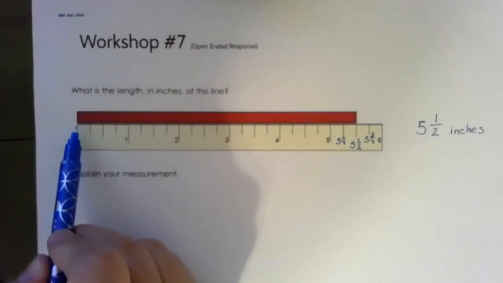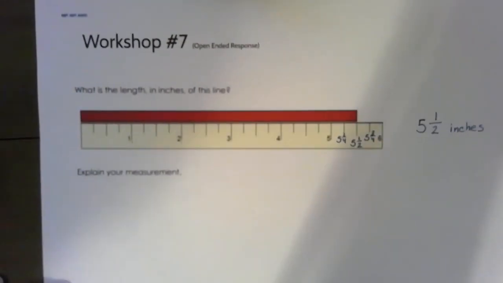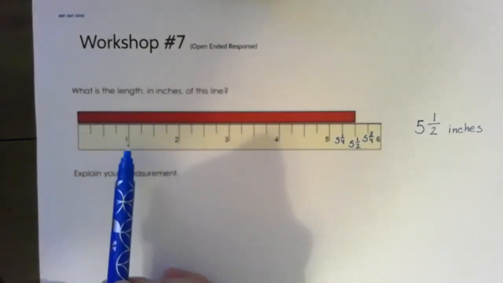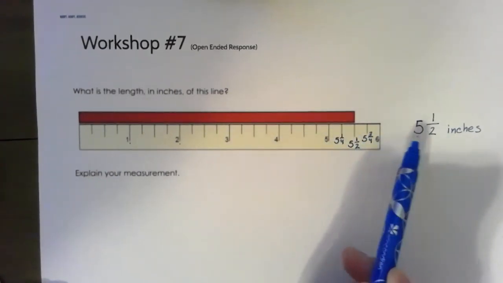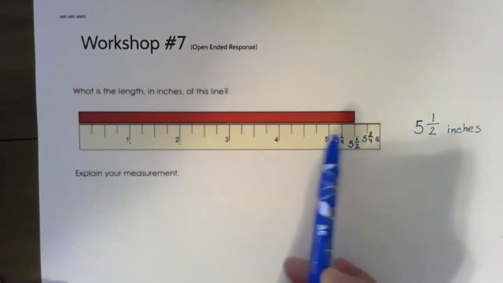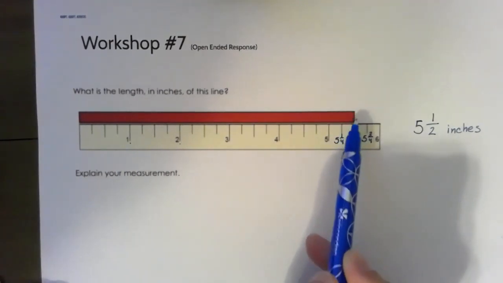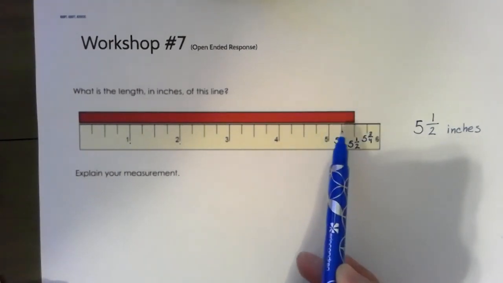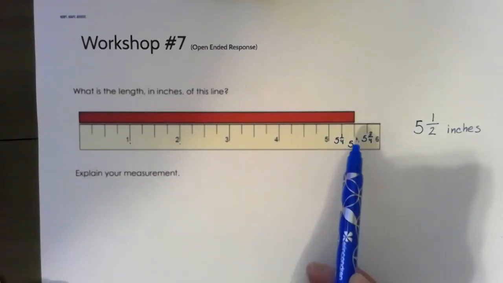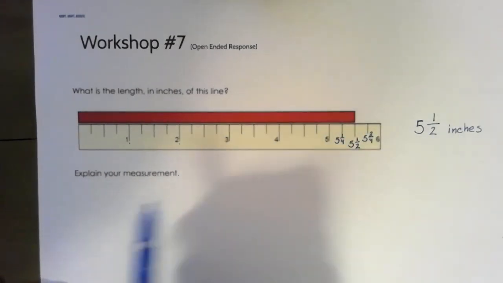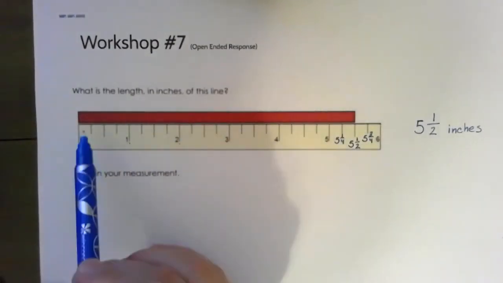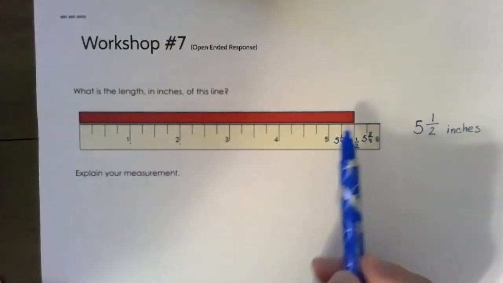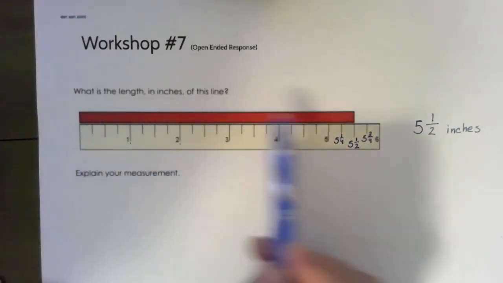We lined up the object from 0 on our ruler. Then we counted the whole intervals. 1, 2, 3, 4, 5. 5 wholes. Then we counted the quarter inch intervals to the other end of the object. 1/4, 2/4 is the same as 1/2. So that's our explanation. And it goes back to our thinking question, thinking about how many wholes and how many quarter intervals from end to end.